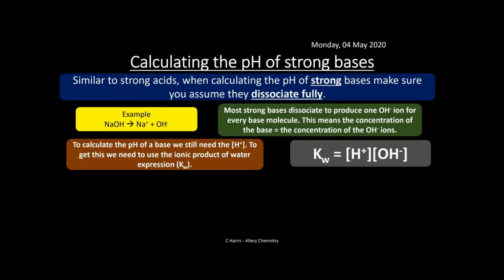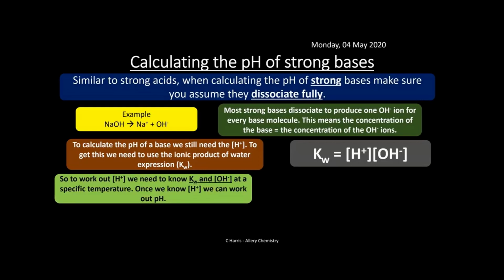So to calculate the pH of a base, we still need the H plus ion. To get this, we have to use that Kw expression that you've just seen before. So to work out H plus, we need to know Kw, and we need to know the OH minus concentration at a certain temperature. Because remember, Kw does change if the temperature changes. So once we know the H plus concentration, we can work out pH.